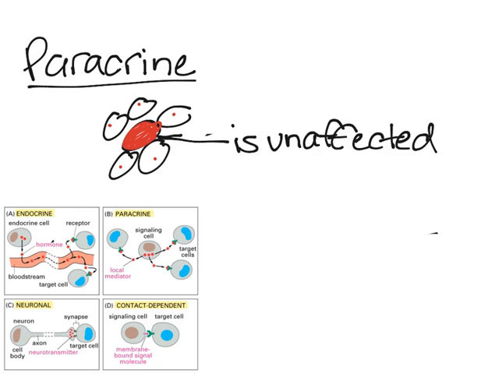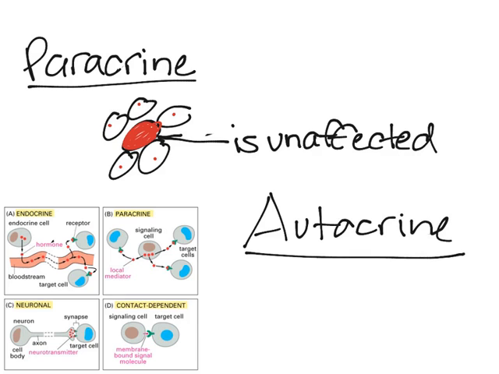While autocrine is essentially similar in that it'll affect the cells around it, but for example, if we're talking about the situation with this right here, the red cell will also be affected as well. So the key difference is paracrine, the cell giving the signal is unaffected; autocrine, the cell giving the signal is affected.